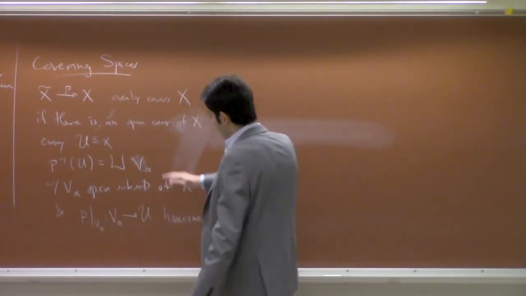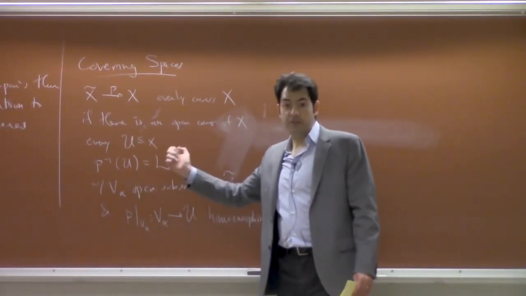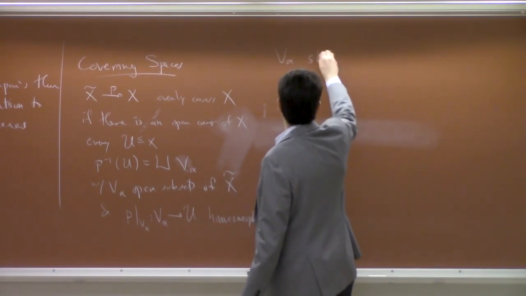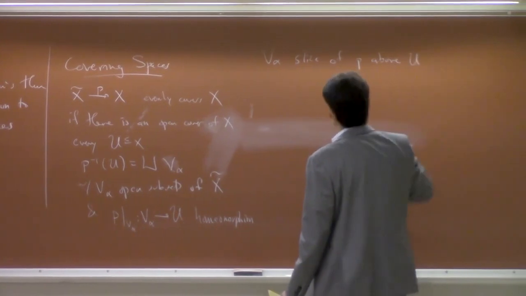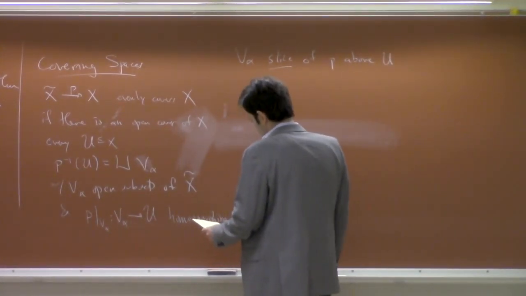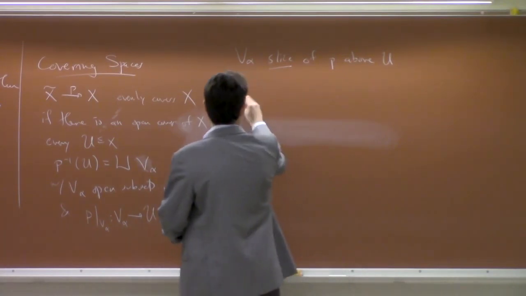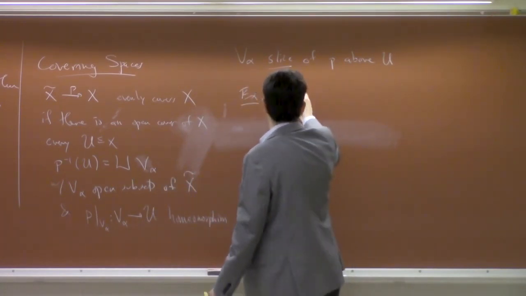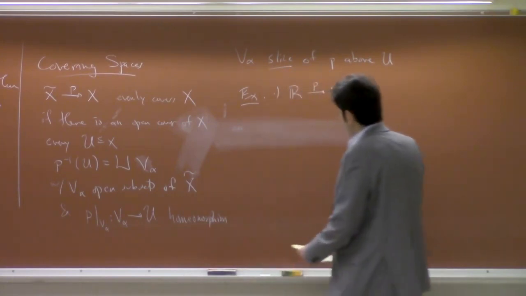If we want to refer to these subsets of the inverse image, we call the V alpha a slice of P above U. Okay. So, of course, our first example is the cover of the circle by the real line.